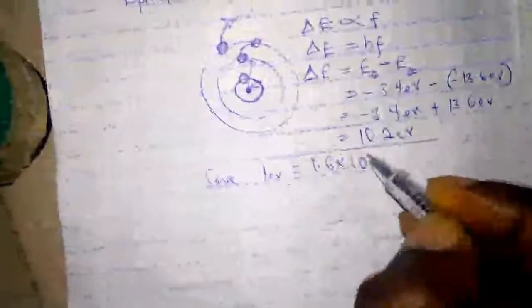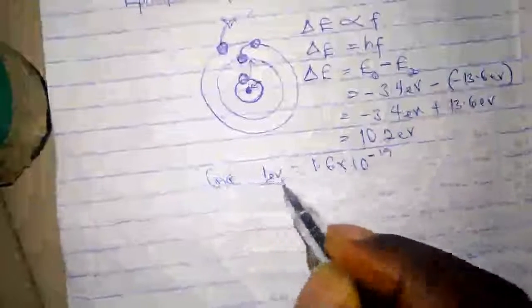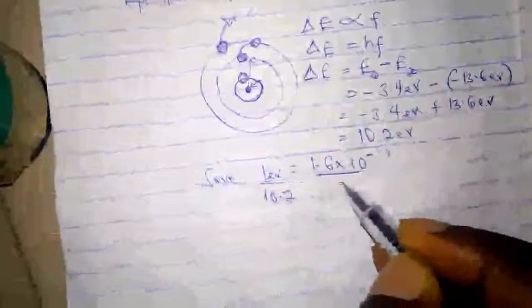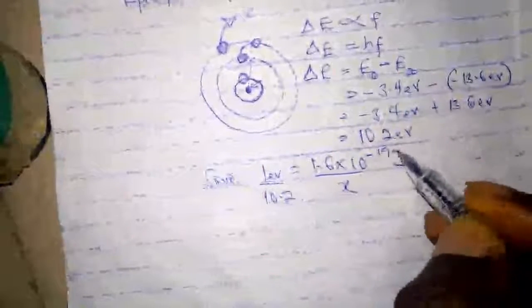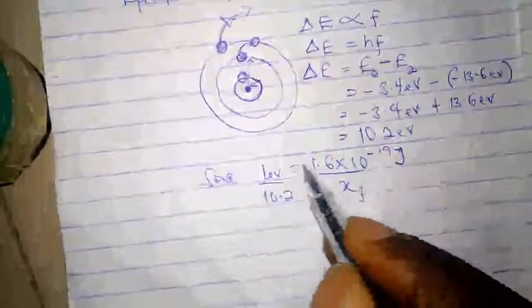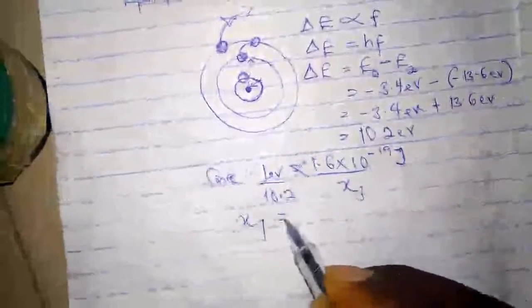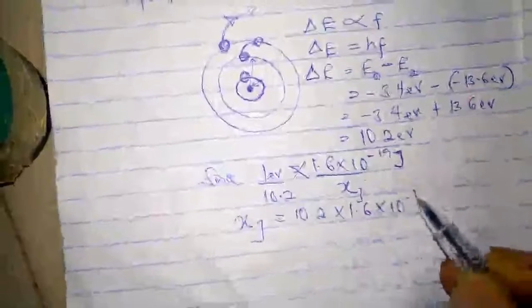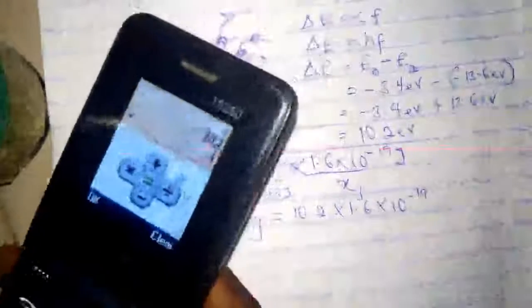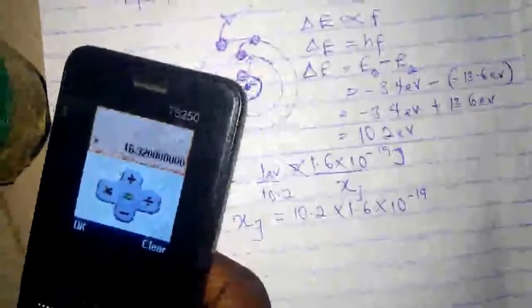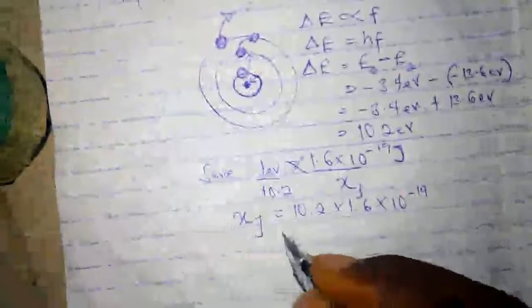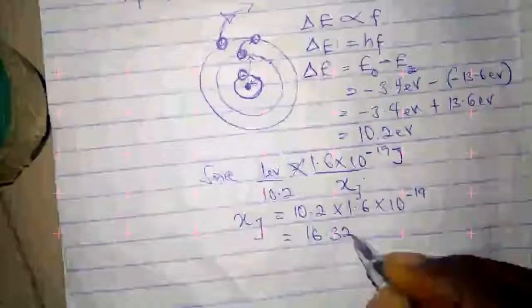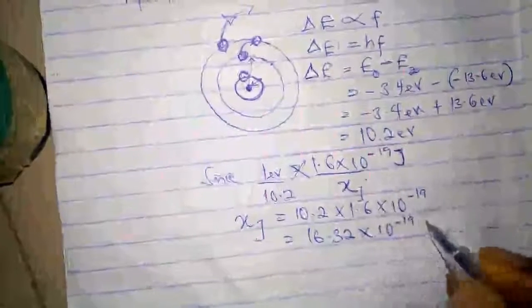Since 1 electron volt is equal to 1.6 times 10 raised to power minus 19 joules, then 10.2 electron volts will be equal to x joules. So you cross multiply, and x is going to be 10.2 times 1.6 times 10 raised to power minus 19. 10.2 multiplied by 1.6 gives us 16.32. So 16.32 times 10 raised to power minus 19 joules.